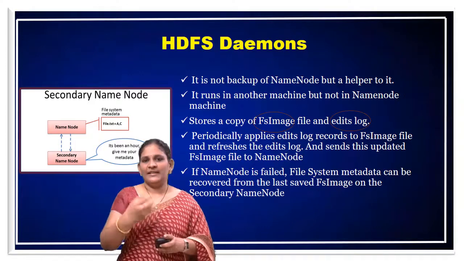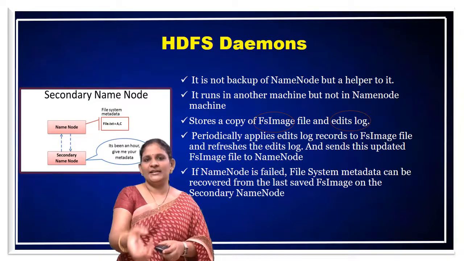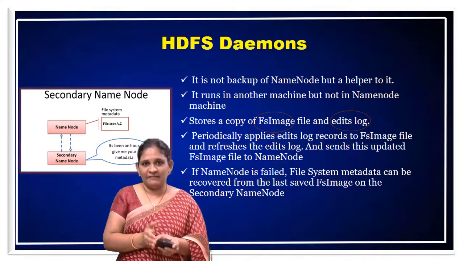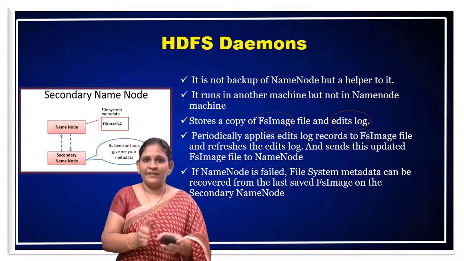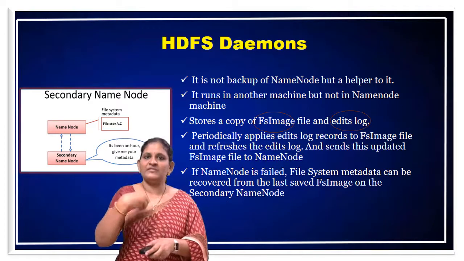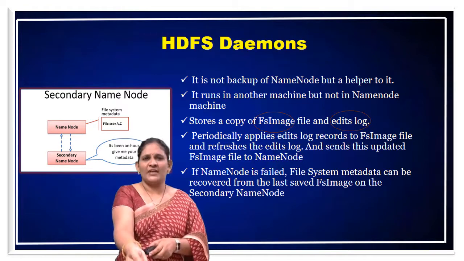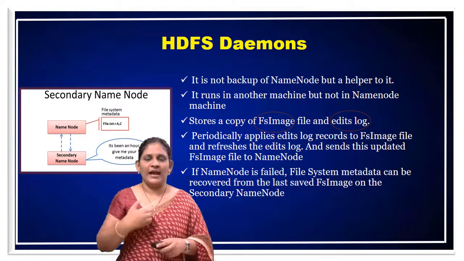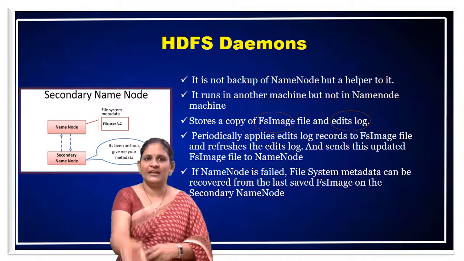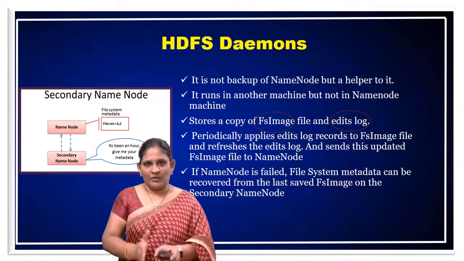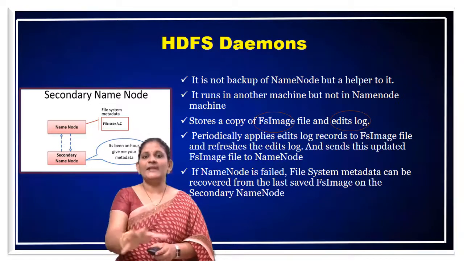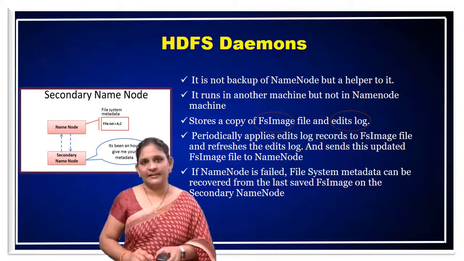For example, I am a secondary name node. After 1 hour, I take the FS image file as well as the edit log file from the name node. I merge those two, so the FS image file is updated now. Every operation stored in the metadata is stored in the FS image file. I have given that FS image file to the name node, and I also have an FS image file with me. This happened at this point of time. After half an hour or 45 minutes, assume the name node got failed.